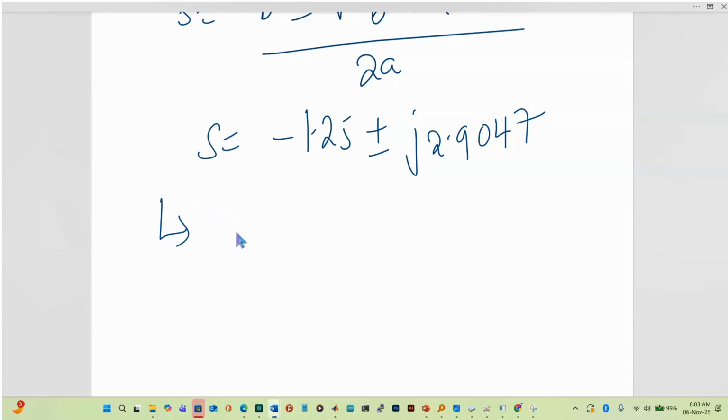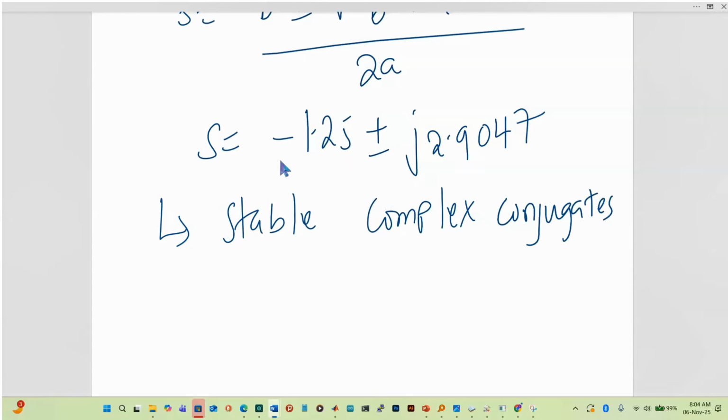So what does this give us? This gives us a stable system since we have a stable complex conjugate. So this system is stable. In other words, it will oscillate and then return back to the steady state so fast.